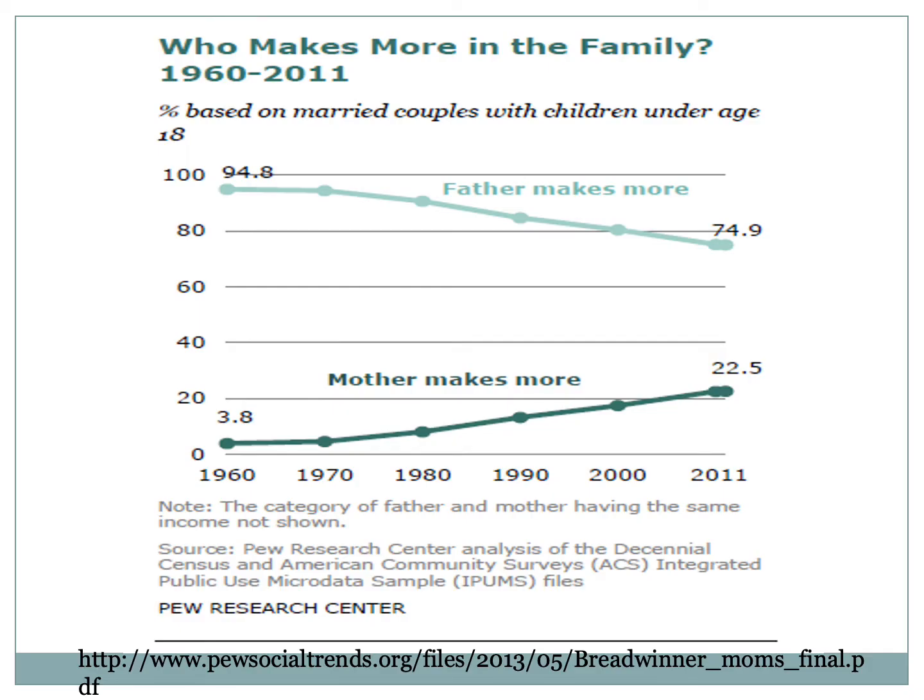In this graph, we are looking at who makes more in the family, between the years 1960 and 2011. We can see here that the proportion of fathers making more is consistently higher than mothers making more. But we also see that the number of fathers making more has declined over the years as mothers are starting to make more.